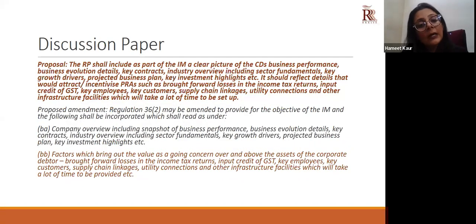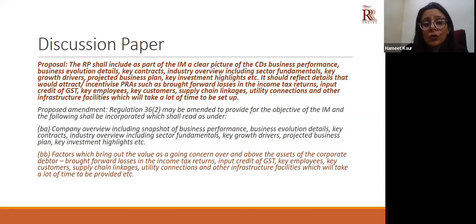So it was proposed that the RP shall include as a part of IM a clear picture of the CD's business performance, business evolution details, key contracts, industry overview, including sector fundamentals, key growth drivers, projected business plan, key investment highlights, etc. It should reflect details that would attract or incentivize the PRAs, such as brought forward losses in the income tax returns, input tax credit of GST, key employees, key customers, supply chain linkages, utility connections, and other infrastructure facilities, which will take a lot of time to be set up.